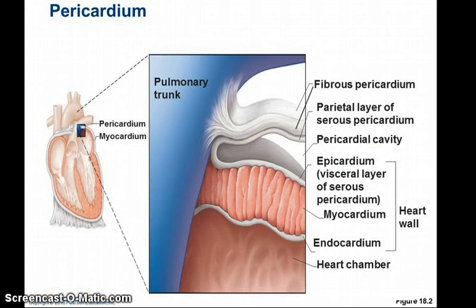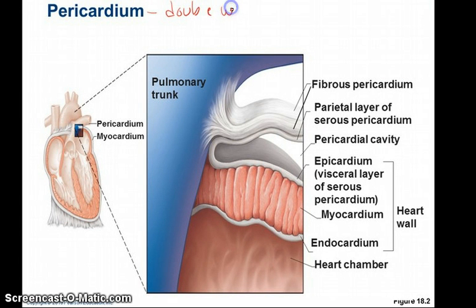This is a closer view of the pericardium. So I've taken a little chunk over here and expanded it. You can see the pulmonary trunk, and here you can see the pericardium. So the pericardium is a double-walled sac that surrounds the heart.